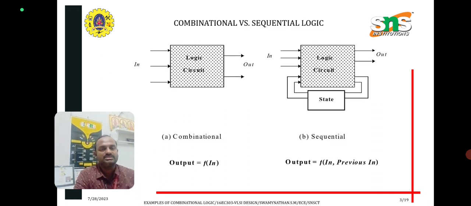This is the diagram about combinational logic versus sequential logic. Here we are using the logic circuit, the first diagram. From this diagram, the output is given as a function of the input, so the output varies based on the function of the input. Next, sequential logic: the output is a function of the input as well as the previous input. That is called sequential logic.